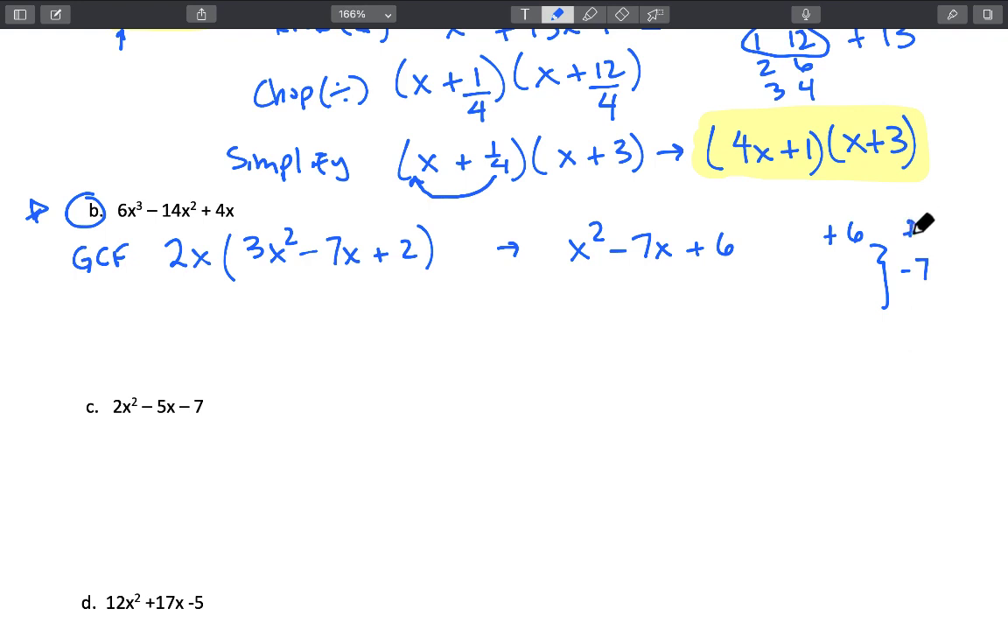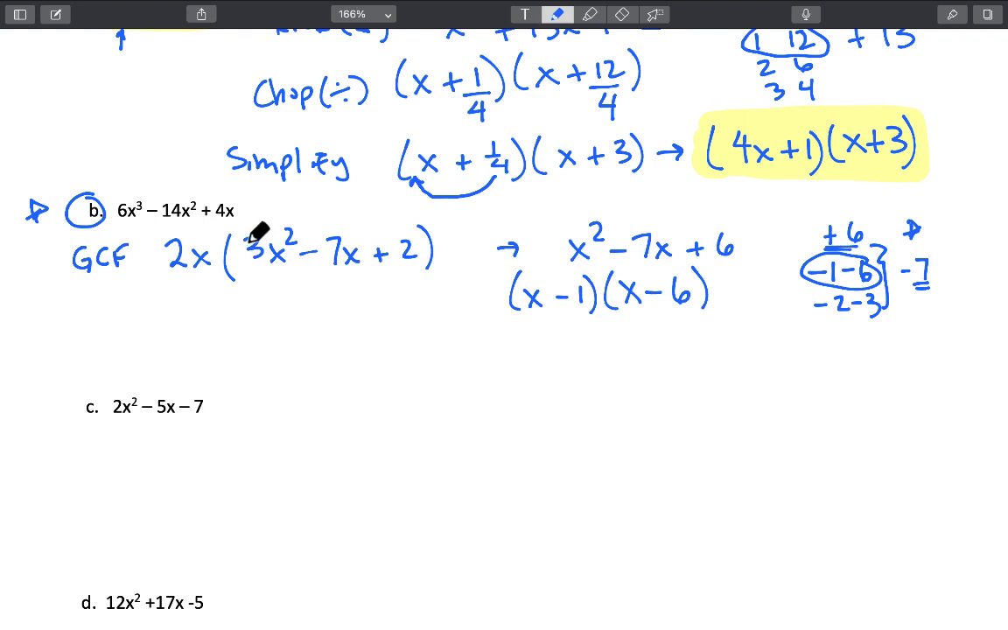All right, this is an interesting case here. If I have factors of a positive number that combine to be a negative number, then both of my factors must be negative. So, for example, negative 1 and negative 6, or negative 2 and negative 3. All right, my factors here need to be negative 1 and negative 6. So I'm going to write that as x minus 1 times x minus 6. That's my kick step. Now I'm going to chop.